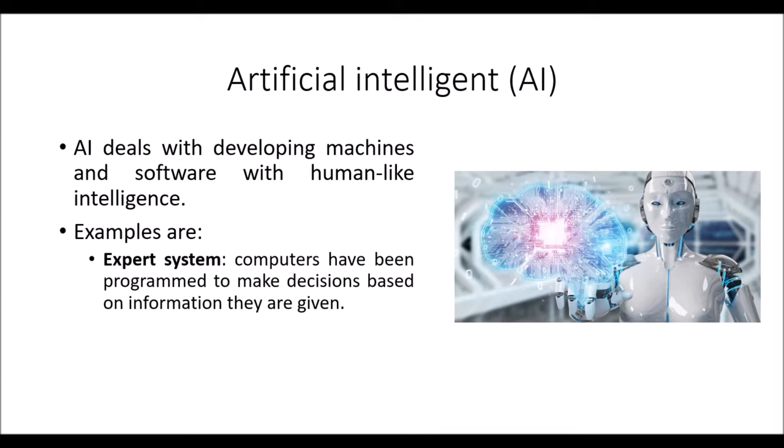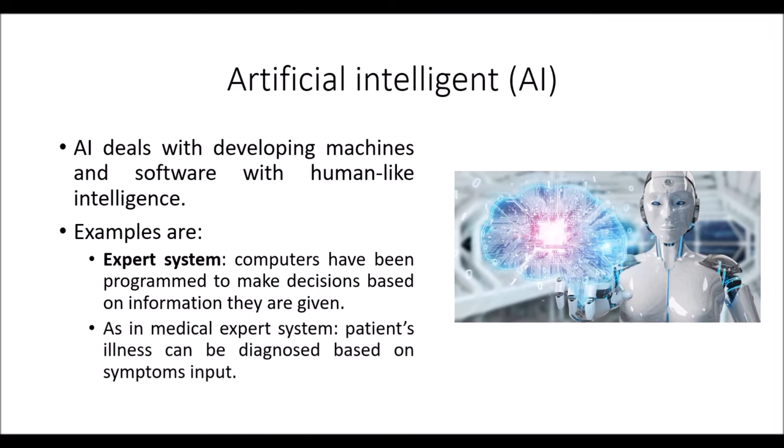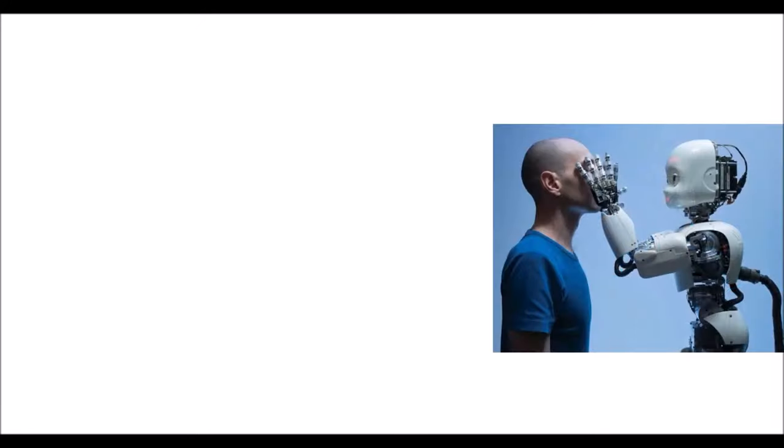We do have a lot of examples. One of them is expert system. Expert system is an example of AI. All right, so expert systems are being used in many places. Of course, we do have medical expert systems. You have mechanical expert systems, the ones they use in the workshop to diagnose your car. So we do have a lot of expert systems these days.